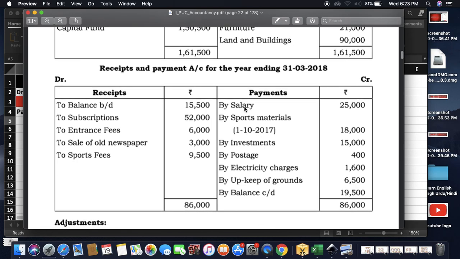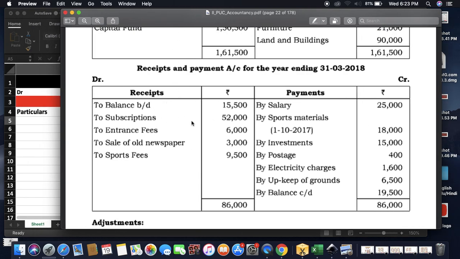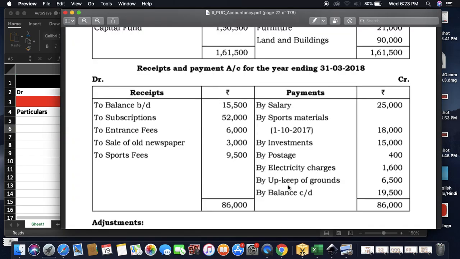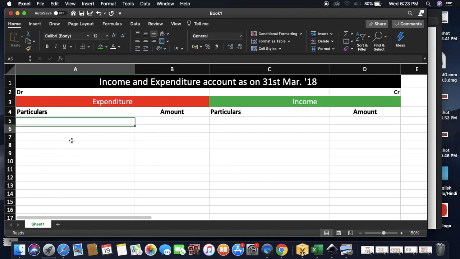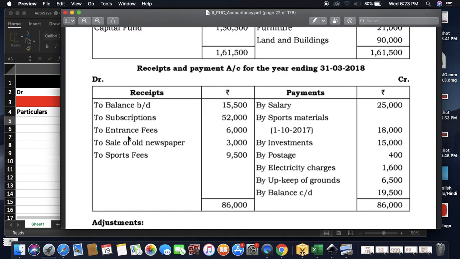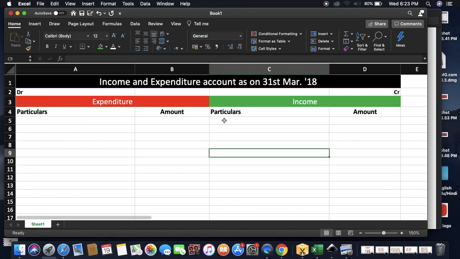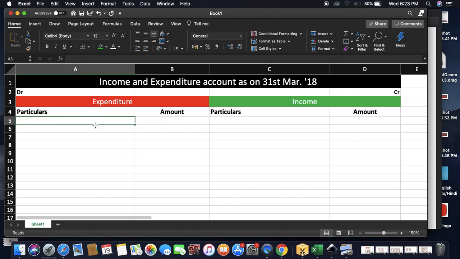First thing is that from the receipts and payments account you have to create an expenditure and an income account. So whatever goes here, barring a few, will have to be reflected over here. And whatever you get over here, you need to add over here as an income. But there are a few conditions. That's what we're going to see and learn.